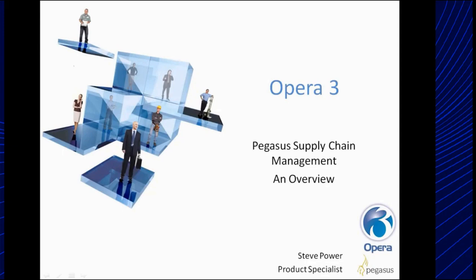Over the next 30 minutes or so my aim is to concentrate on the Pegasus Opera 3 supply chain suite of applications, to give you an overview of both the power and the flexibility that Opera 3 can bring to your business. I will show you how flexible the supply chain system is and how easy it is to extract information and analyze that data in many different ways.